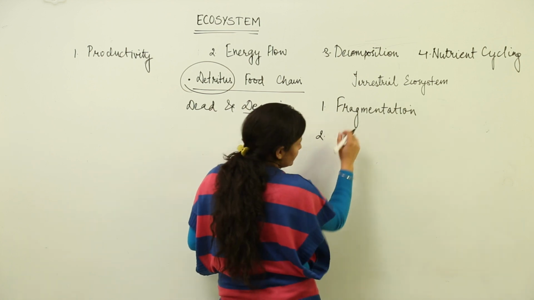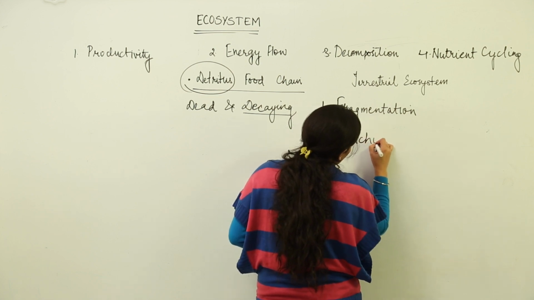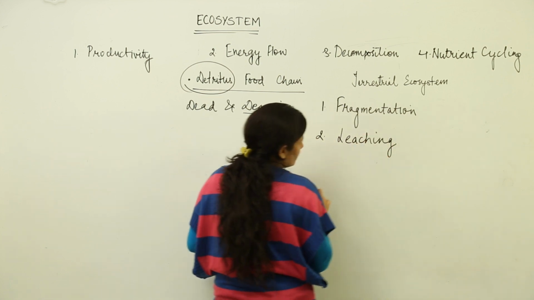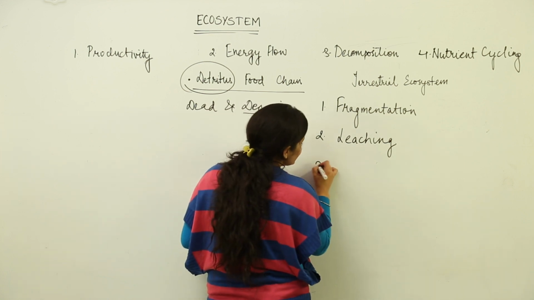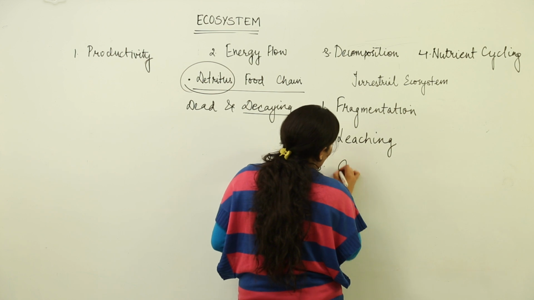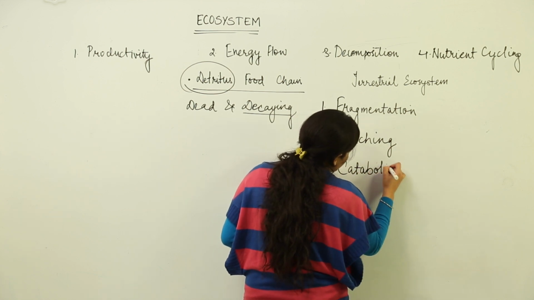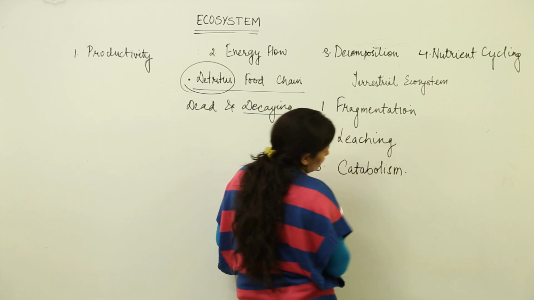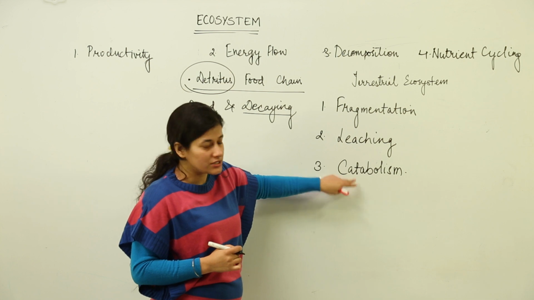Then after fragmentation, there is a process known as leaching. Now, I guess this would be difficult to understand, so we'll discuss what it is. After leaching, we have catabolism. Now, catabolism is the term which refers to breakdown. Okay. Now, how is fragmentation different from catabolism?